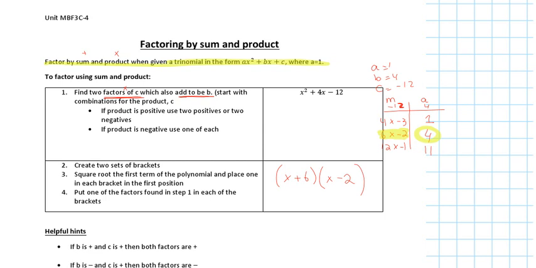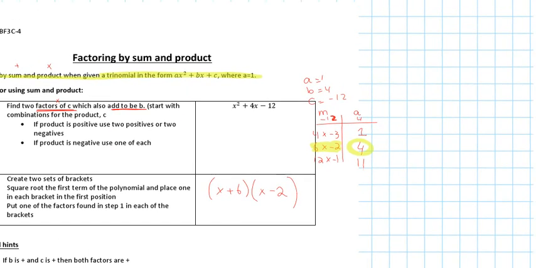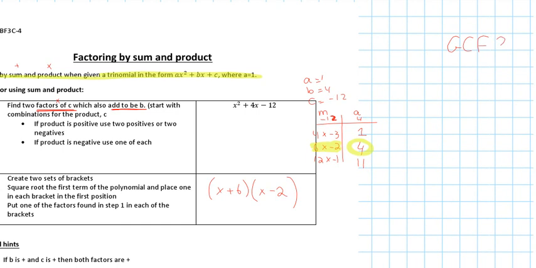Okay? You always, guys, greatest common factor is always the first question that you're going to ask yourself. Because you can always do greatest common factor first, if there is any, and then either perform sum and product or perform the difference of squares. So when it comes to factoring, you always have to think, do I have a greatest common factor? If you do, then you do that first.